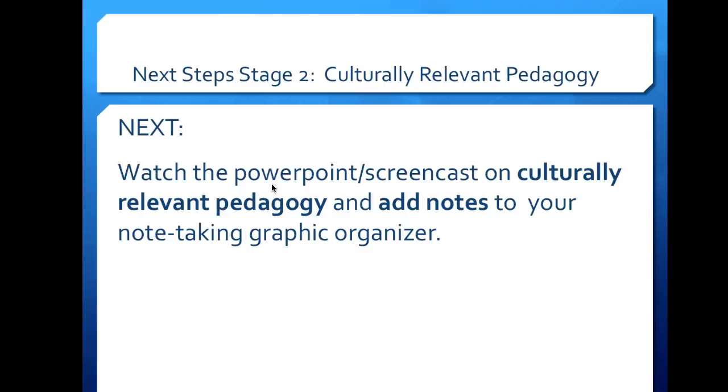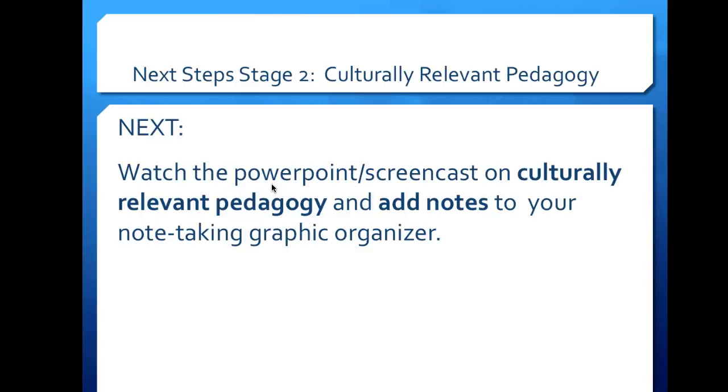Stage 2 is to watch the PowerPoint about culturally relevant pedagogy. There is a graphic organizer that you are to keep for this class, for ED621B. You're going to keep this graphic organizer. You will be submitting it to me at the end of the course for grade. So what you need to do is to watch the screencasts, and the PowerPoints will also be available to you, and add notes about the screencast to your note-taking graphic organizer.